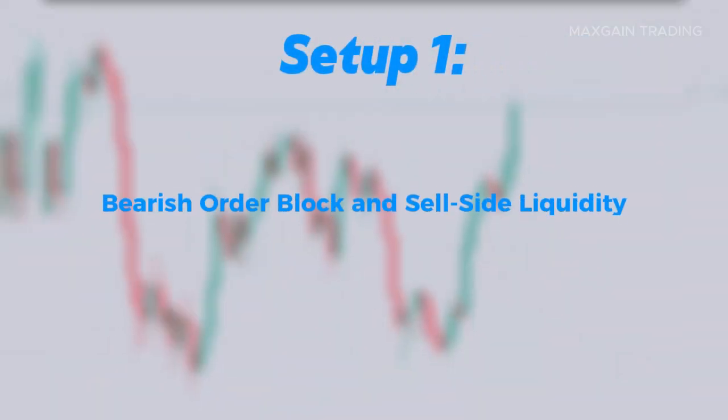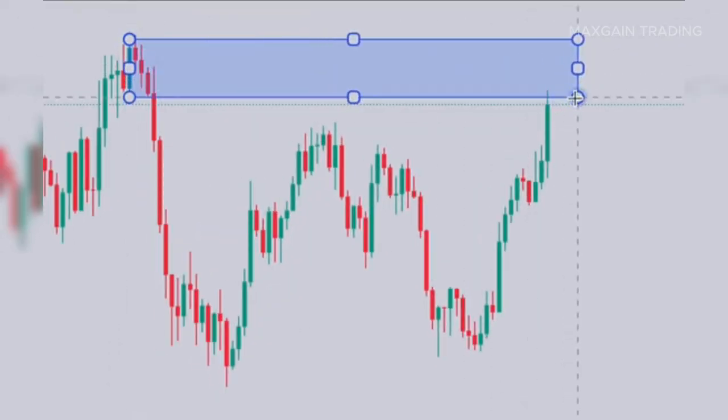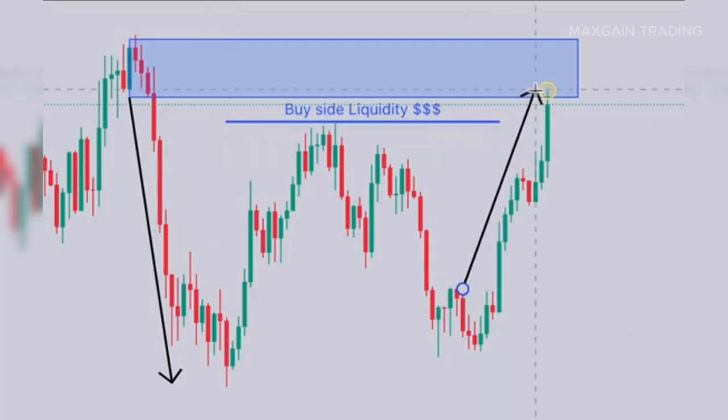Setup 1. Bearish order block and sell-side liquidity. We begin by noticing that price has tapped into a bearish order block, also known as a supply zone. This zone previously caused an impulsive down move, and we expect a similar reaction here.